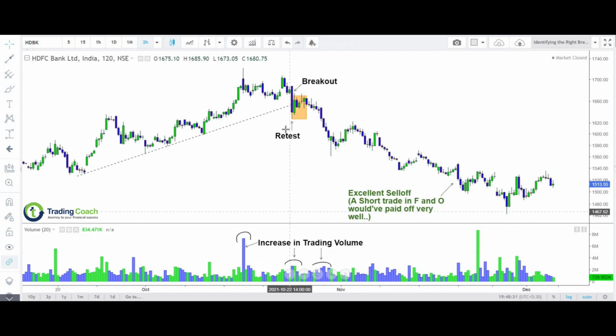Just at the time of the breakout or even before the breakout, you need to see a good increase in the trading volume. Whichever breakouts have a very good increase in trading volume are likely to perform very well. Those breakouts are going to give you sharp movement in the direction of the break. On the other hand, whichever breakouts don't have a very good trading volume are likely to end up as a failure. In most cases, breakouts that don't have good trading volume often end up as a failure.